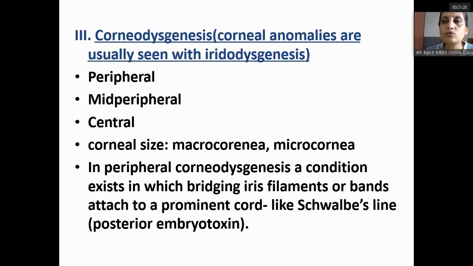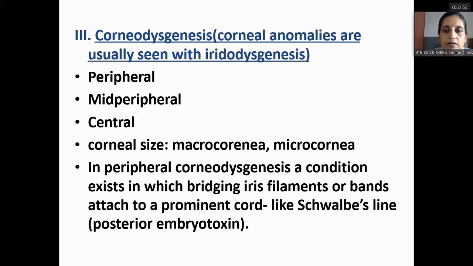What is macrocornea? What is the normal diameter of the cornea? Normally we assume that it is 11 to 11.5 millimeters. If it is more than 13 millimeters, then it is megalocornea, and if it is less than 9 millimeters, it is microcornea, in the horizontal diameter.